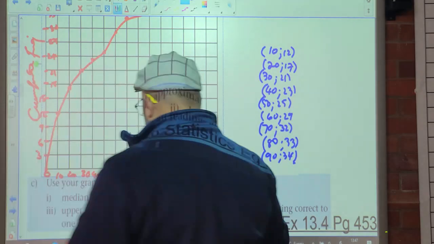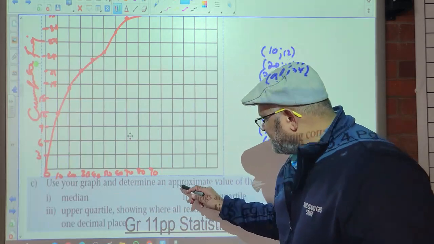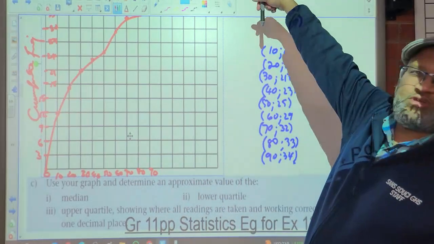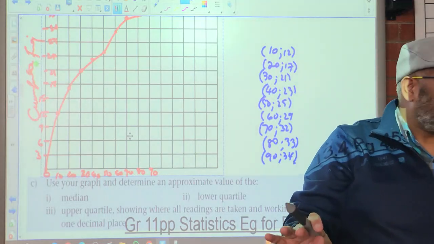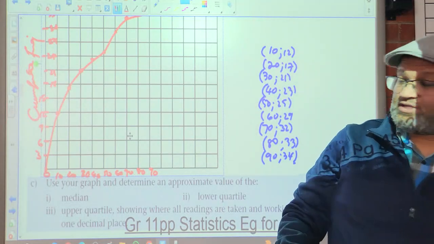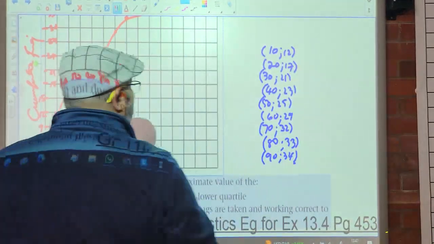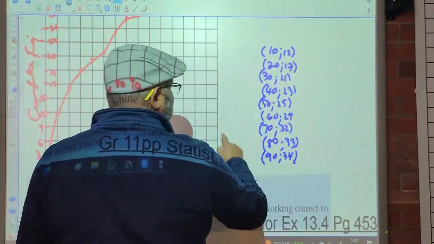So it says, use your graph and determine approximate value. In the previous question, they just asked you to mark it off. We did both, not so? We're that kind of students, no? That wants to do more. Keep on lying to yourself, you start renaming the lines, no?